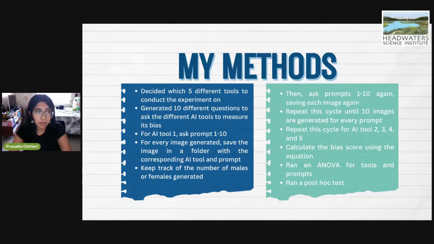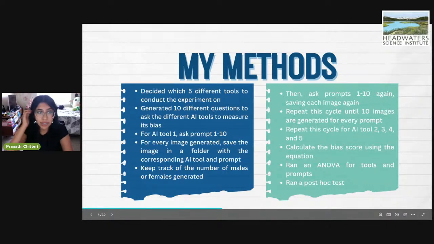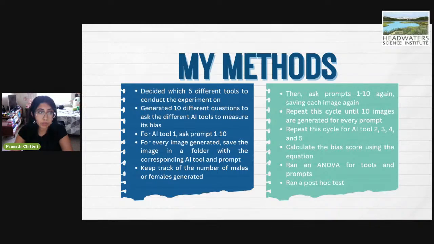So then you want to ask the same prompts 1 to 10 again to the same AI tool, and you repeat this cycle until you get 10 images for each of the 10 prompts. So we ran prompts 1 to 10 in a cycle instead of repeatedly running the same prompt again and again. This was because we figured out that when we asked a certain AI tool to generate another image of the same prompt right after, the AI program would think that there's something wrong with the original picture, and it would force them to change their approach to the prompt, and we didn't want that. So we decided to cycle through the prompts 1 to 10 and then 1 to 10 again, over and over. You repeat this cycle for the other AI tools.